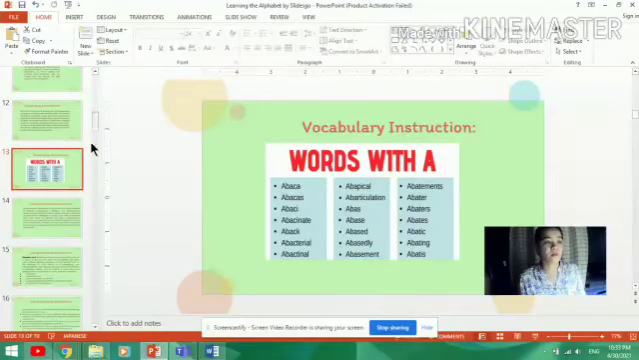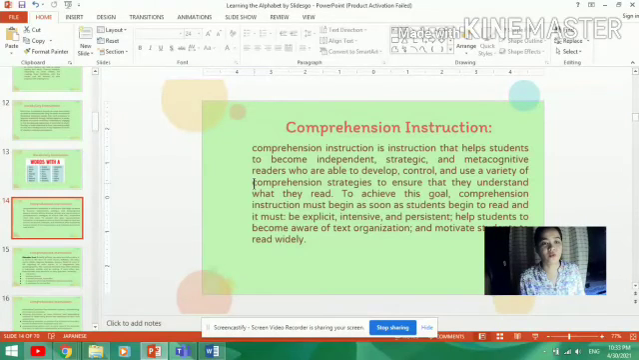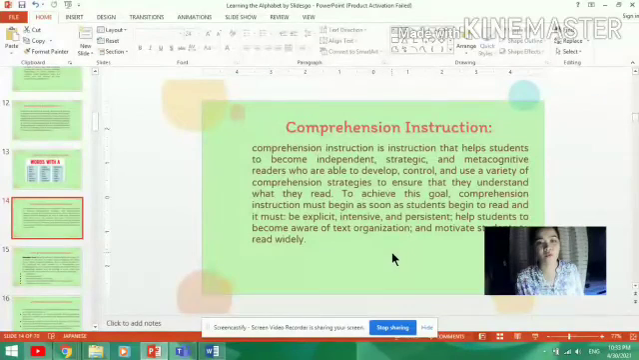The last component is comprehension instruction. As I said a while ago, fluency, vocabulary, and comprehension are all connected to each other in reading, or beginning reading. Comprehension instruction helps students become independent, strategic, and metacognitive readers who are able to develop, control, and use a variety of comprehension strategies to ensure that they understand what they read. To achieve this goal, comprehension instruction must begin as soon as students begin to read, and it must be explicit, intensive, and persistent.